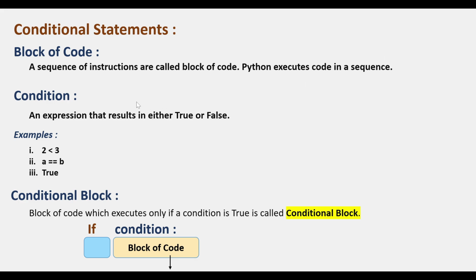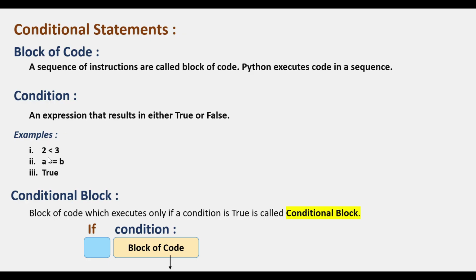Next, what is meant by condition? Here condition means an expression that results either true or false. One particular condition is there. If it's true, it will print one output. Suppose if it is false, it will print another output. We will see in practical examples.